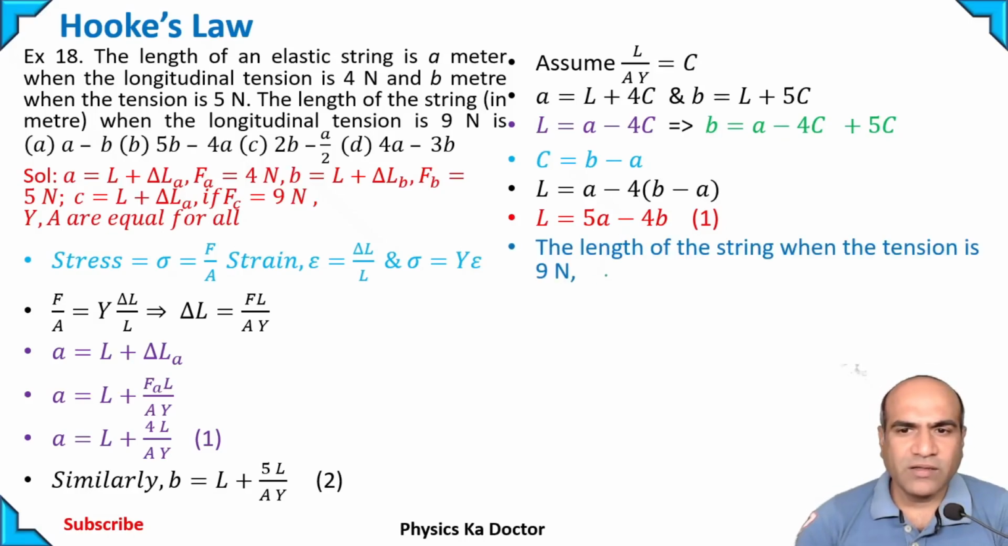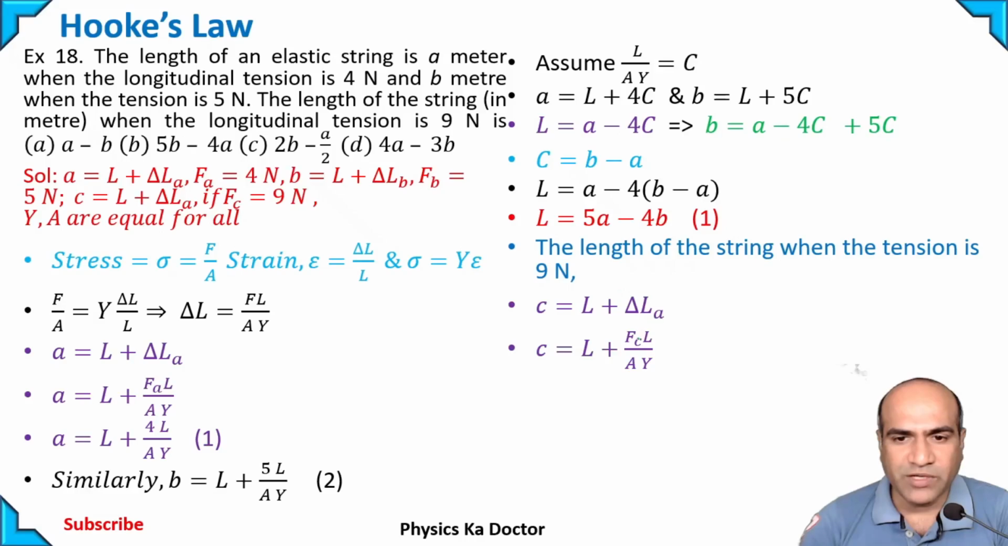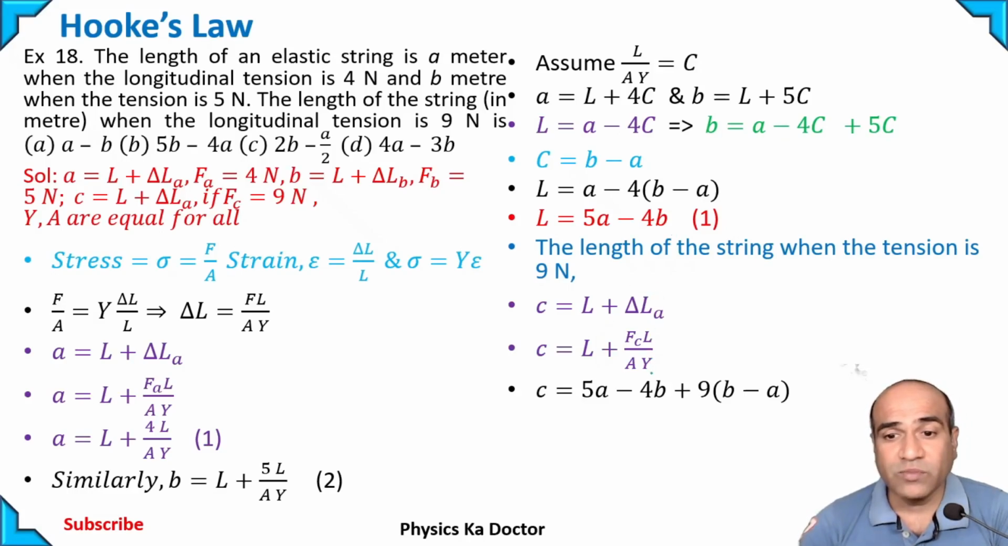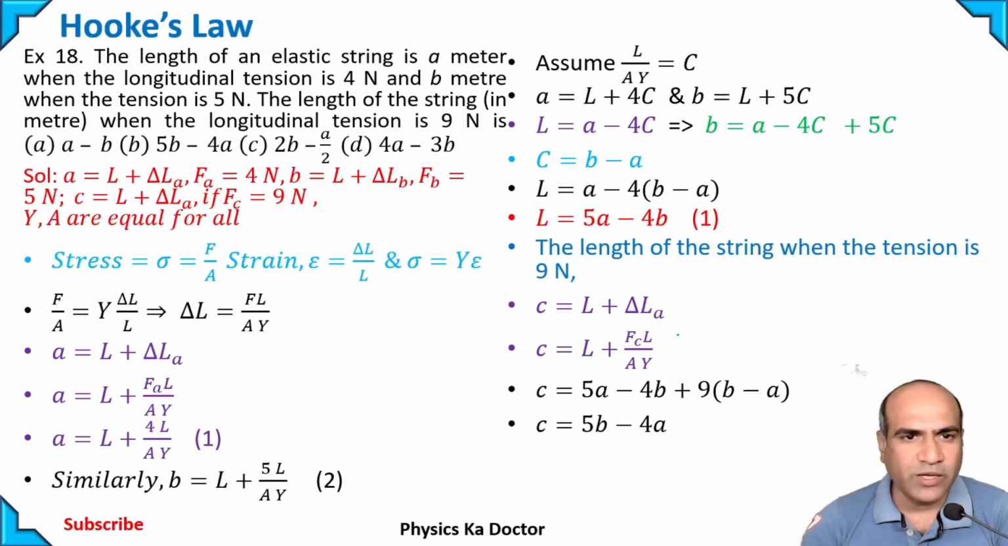Now we need the length of the string at 9 Newton. So we know that C is equal to L plus delta L, and for that we put the original L, which is 5A minus 4B, plus 9 times B minus A. Just simplify it, and it becomes 5B minus 4A. Do you have the solution? Yes, 5B minus 4A. So answer number B is the correct one.